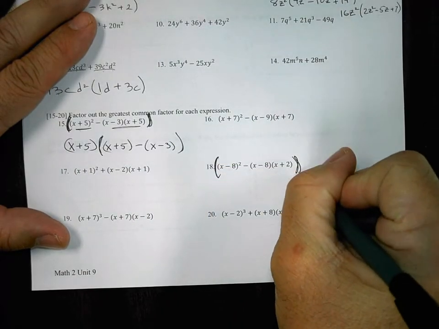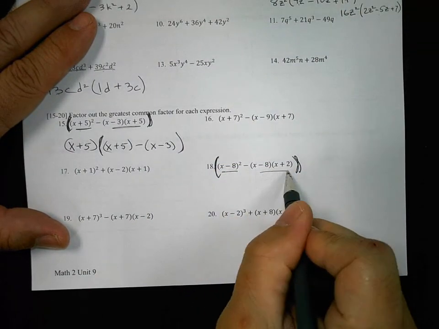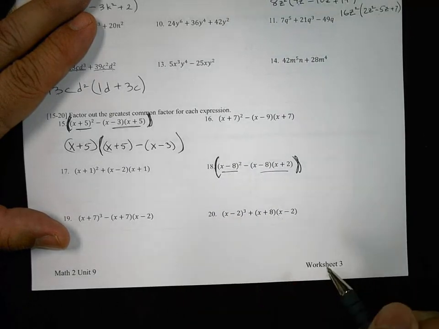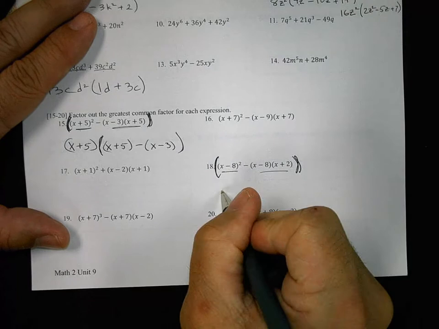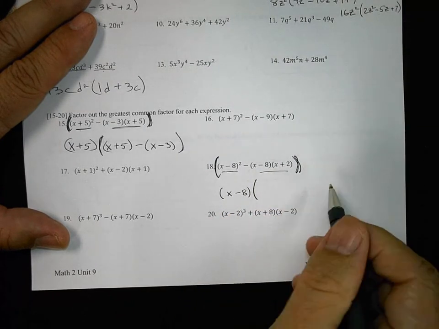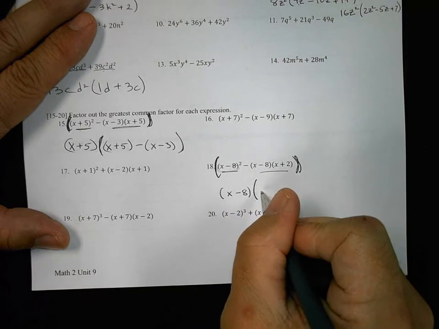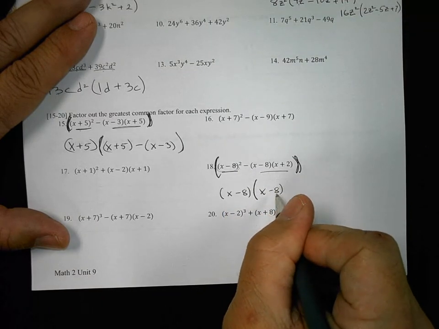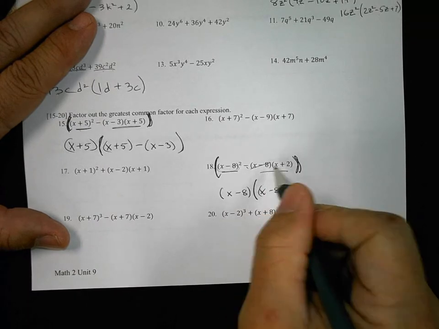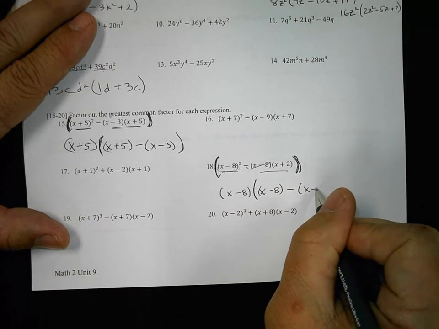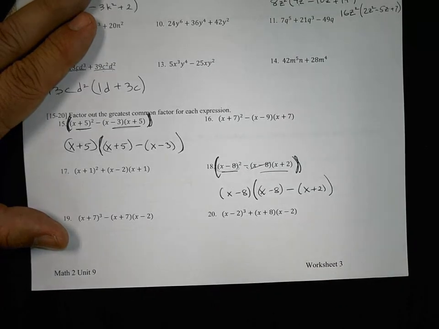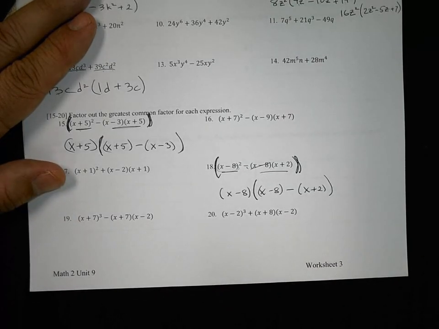A big binomial here. The first term and the second term, what do they both have in common? They have an x minus 8 in common. So I'm going to take an x minus 8 out of each term, and in the big binomial, what's left? An x minus 8. Leave it in parentheses. Minus sign comes down, and this is gone, so what's left is an x plus 2. And yes, we could multiply this all out, but we don't need to. We'll just leave it like that.